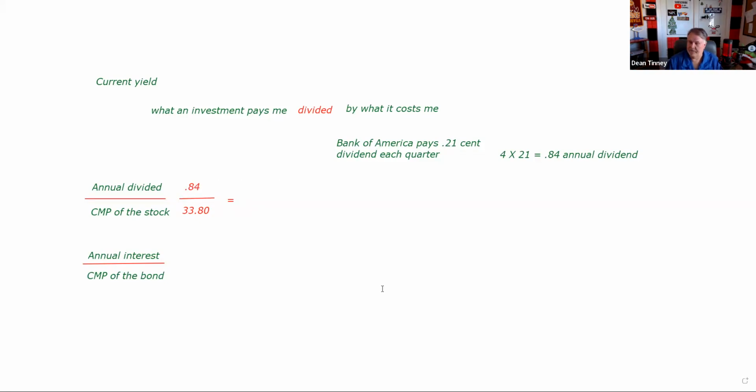We're going to take what it pays us. What it pays us is 84 cents by what it would cost us today, which is 33.80. And when we do that, we get a current yield of 2.5%. Okay.